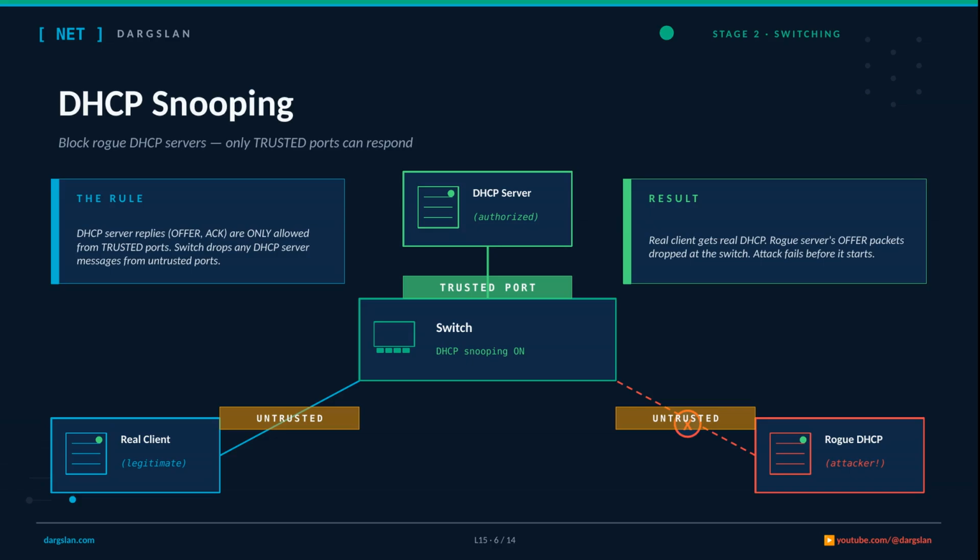With the port itself locked down, we shift focus to a Layer 2 service attackers love to abuse, DHCP. The defense is DHCP snooping, and the idea is beautifully simple. Only ports you explicitly trust are allowed to send DHCP server replies, like offer and ACK. Your real DHCP server sits behind a trusted uplink, while every access port, where users and attackers live, stays untrusted. So, when a rogue DHCP server tries to hand out poison leases, the switch drops those packets on sight. The attack fails before a single client is fooled.